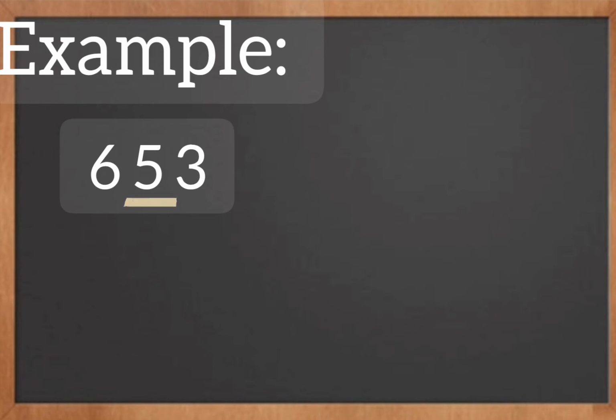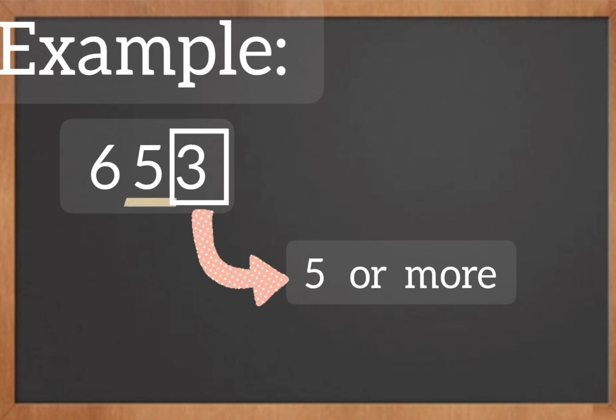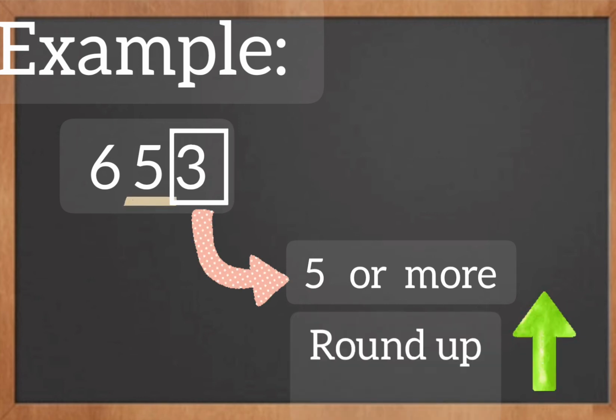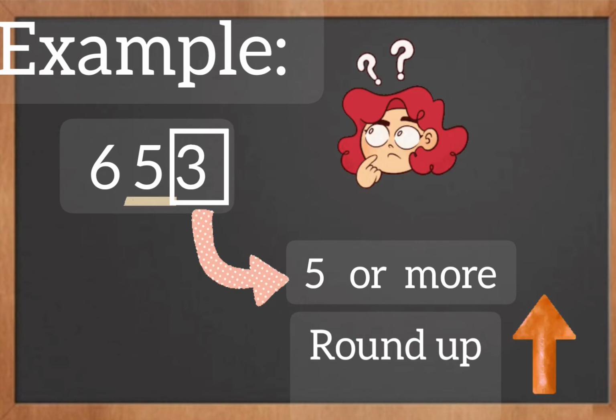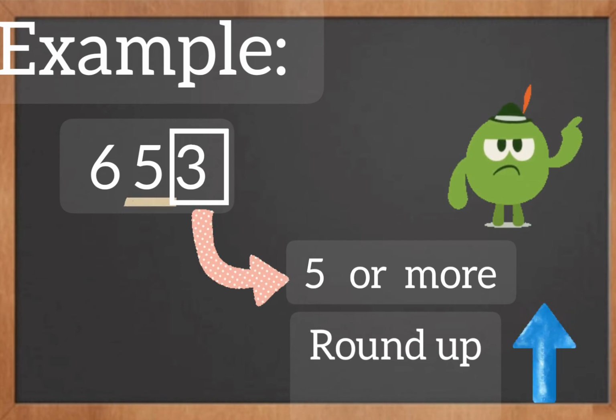Step 2 now. You draw a box around the digit to the right. So what is the digit to the right? Yes, it is 3. So we draw a box around the number 3. Step 3 now. Let's check the number in the box. So if the number is bigger than 5 or is equal to 5, we round up, right? So let's look at the number 3. Is it bigger than 5 or is it equal to 5? No, right? So what are we going to do now?